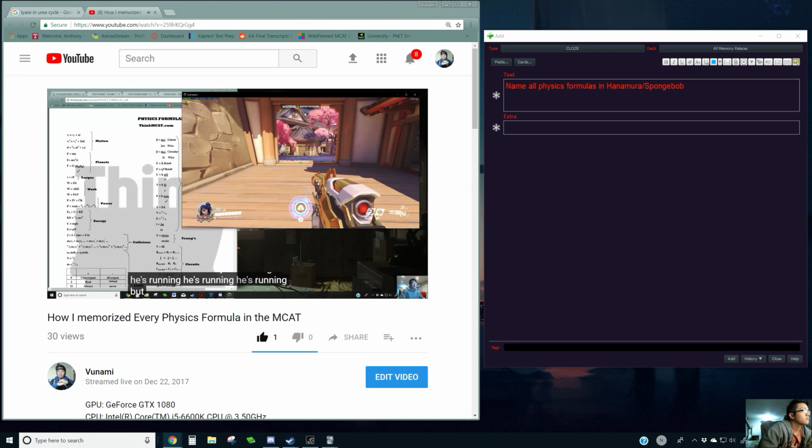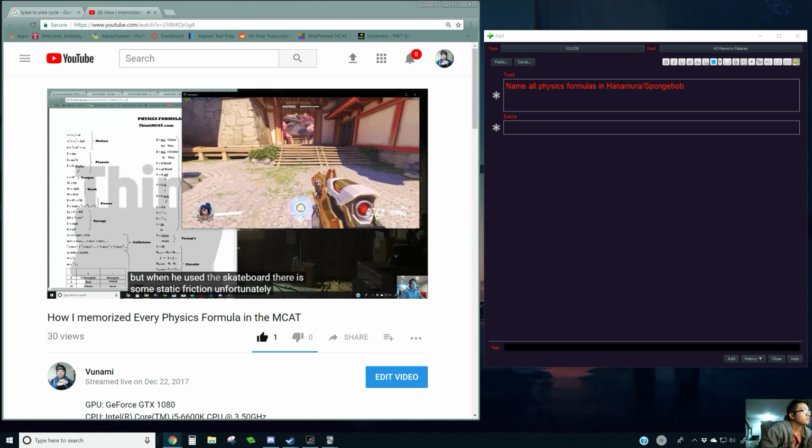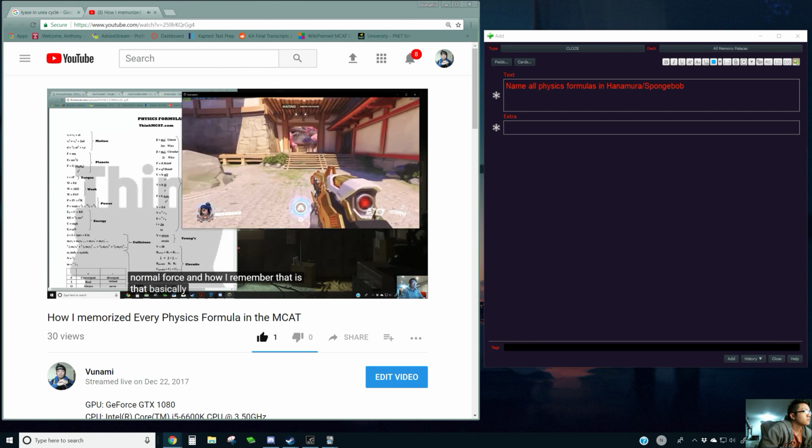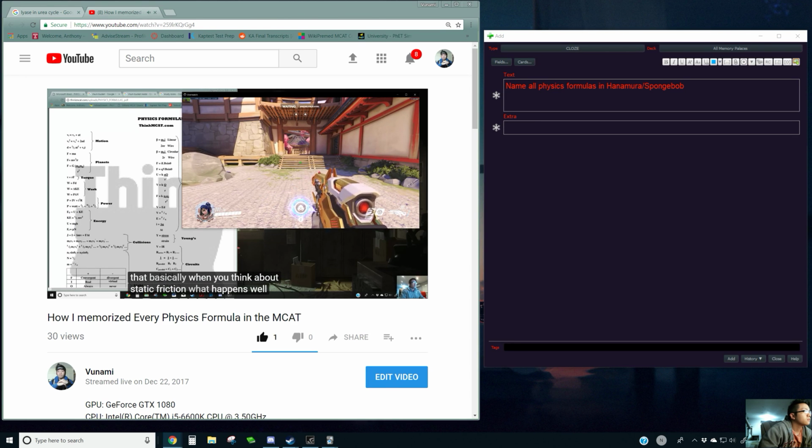He's running. But when he uses a skateboard, there's some static friction, unfortunately. And so this is the next one. Static friction is equal to U multiplied by normal force. And how I remember that is, when you think about static friction, what happens? Well, the skateboard on the floor is affected by static friction, right?